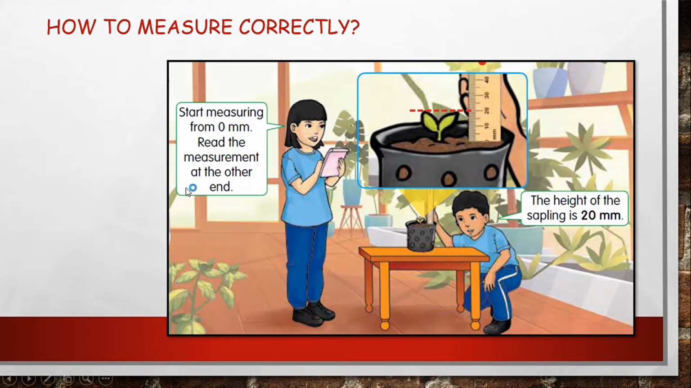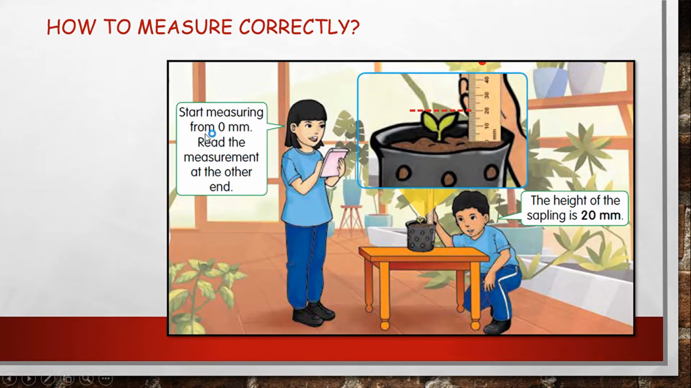How to measure correctly? Now look at this. There are two friends here. This girl is taking a note and the boy is measuring. So what does this girl say? Start measuring from 0 mm. Read the measurement at the other end.